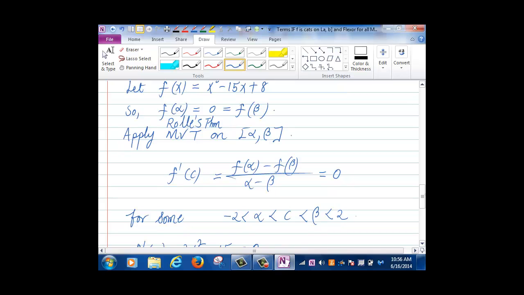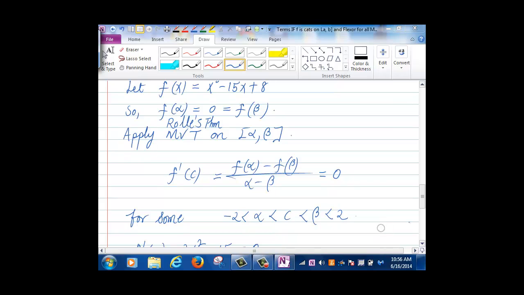What does it mean? It means that if I assume there are two roots, then I see that the derivative of the function f vanishes at some number c between -2 and 2. So my assumption that there are two roots leads me to the conclusion that the derivative of f vanishes at some number c between -2 and 2.